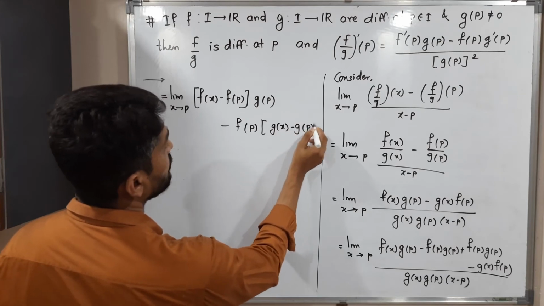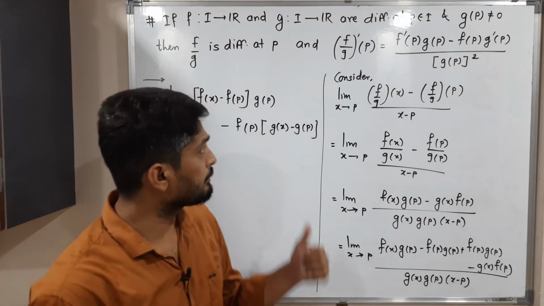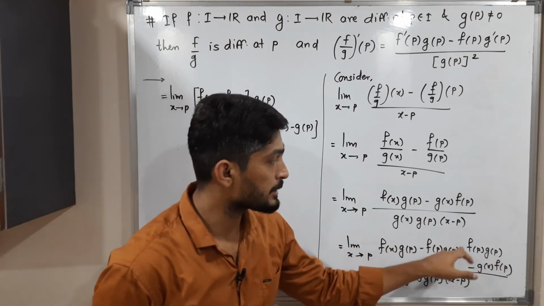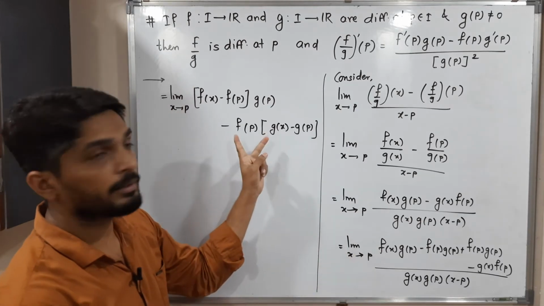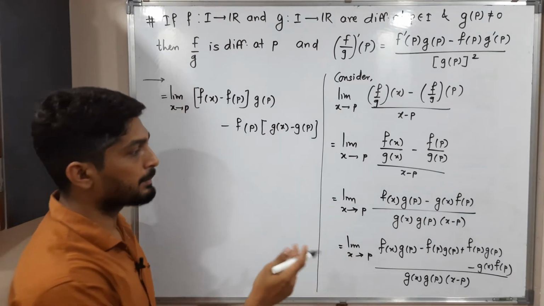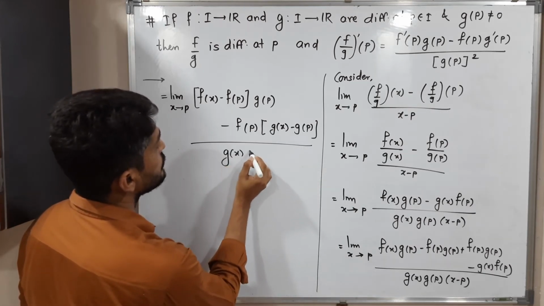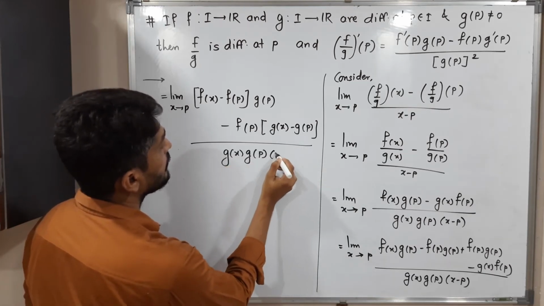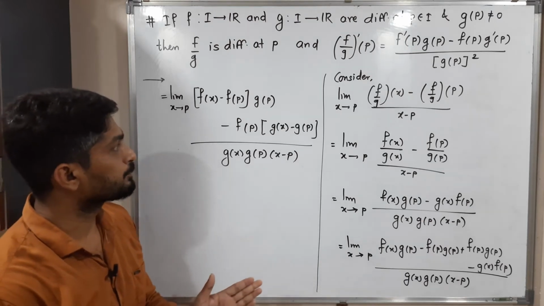Getting now? If you take the minus sign common, g of x already has a minus sign, so it will be plus, and f of p has a plus sign, so taking the minus sign common it will be minus. If you solve the bracket, minus minus plus, you will have the previous step back. Divided by g of x, g of p, x minus p. Now what shall we do?